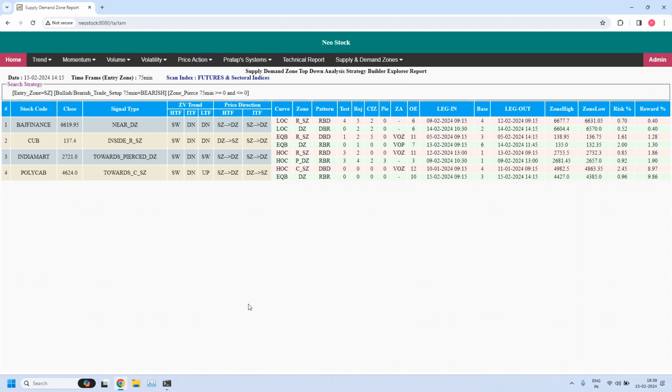See, this is the pierced count for the supply zone, not for the demand zones, because our entry zone is the supply zone. So this is about stocks that are currently supporting bullish trade setup and bearish trade setup for monthly income trade and weekly income trade. Hope this information is useful to you for our further study and analysis.